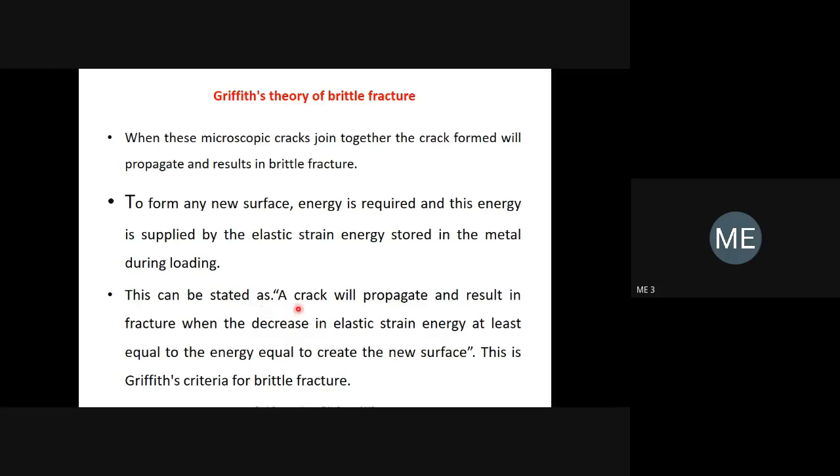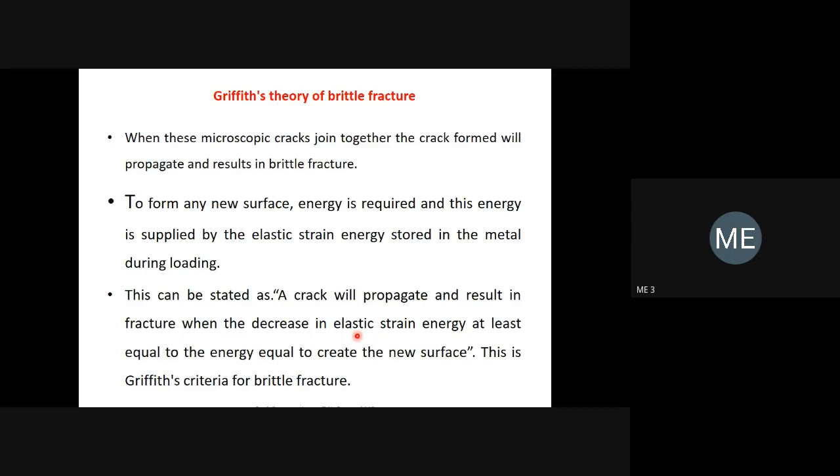This can be stated as: a crack will propagate and result in fracture when the decrease in elastic strain energy is at least equal to the energy required to create the new surfaces. One aspect you have to remember is what strain energy is. The strain energy may be plastic strain energy or elastic strain energy. Now you are talking about only elastic strain energy. That's the first energy involved. The one more energy is the surface energy, which is gamma S.